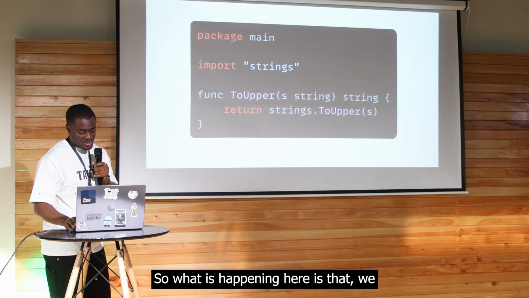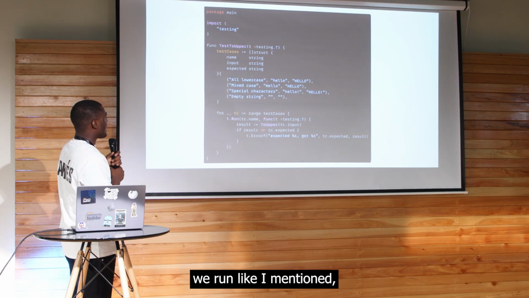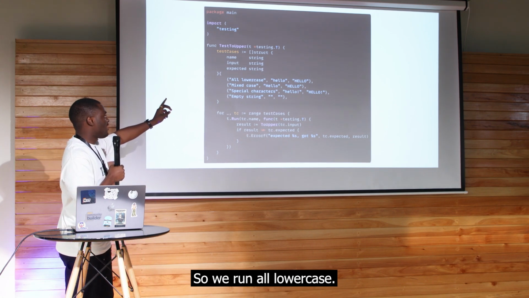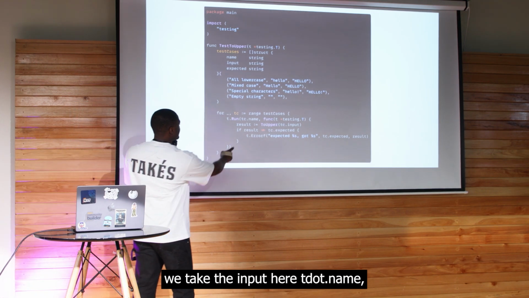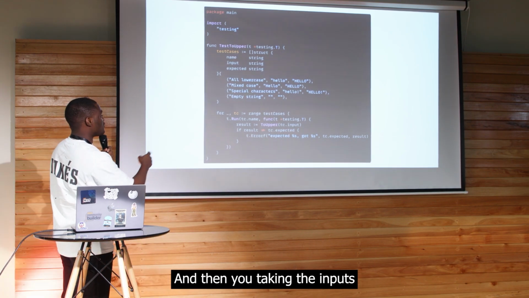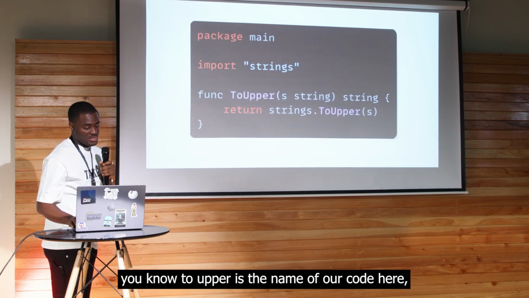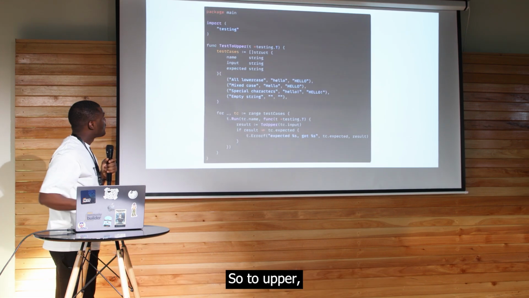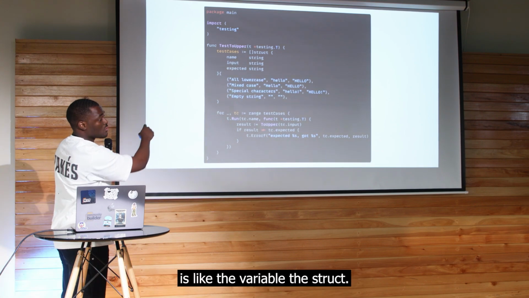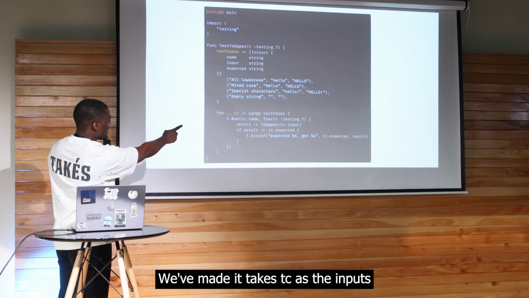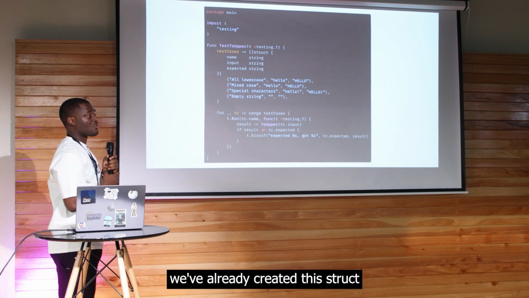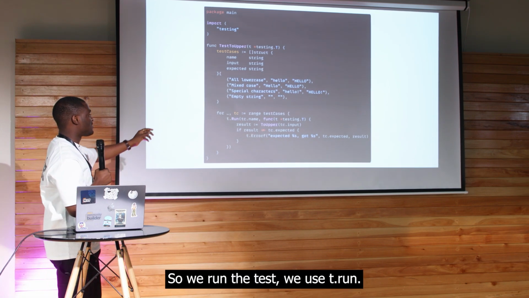So what is happening here is that we run this test in parallel. We take these inputs, we take the input here, t.name, that's all lowercase. That will be the name of the test. And then it will take the input to ToUpper. You know, ToUpper is the name of our code here, right? It's the name of the function. So to ToUpper, what do we pass? We pass in tc. When I say tc, it's the variable, the struct we've made. It takes tc.input as the input, and then the expected output is tc.expected. Do you understand? We've already created the struct for how it should look. So we run the test. We use t.run.